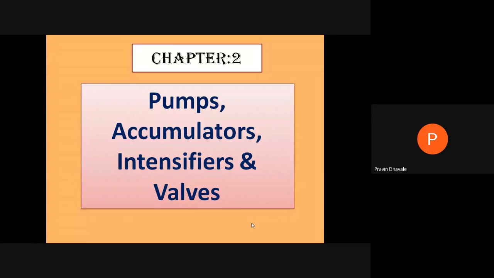Second element, that is the accumulator. Accumulator is one kind of storage device which will store high pressurized fluid in one tank, one device, and that will supply that high pressurized fluid to the actuator, where fluid pressure energy is converted into mechanical energy.